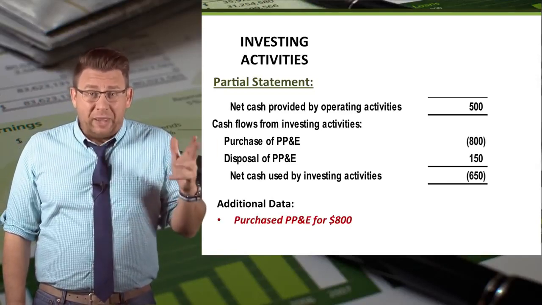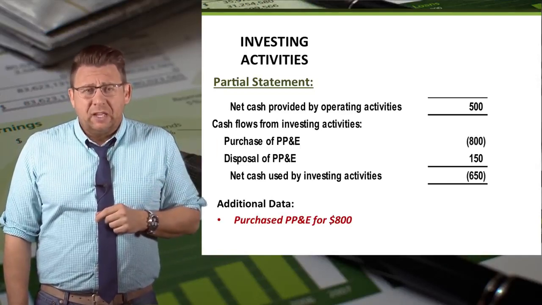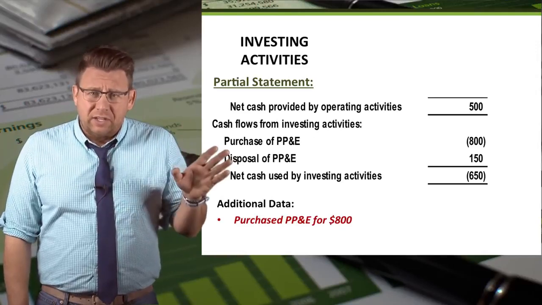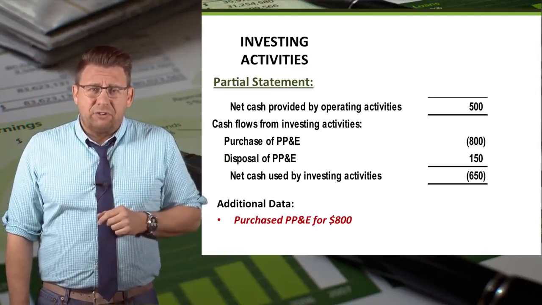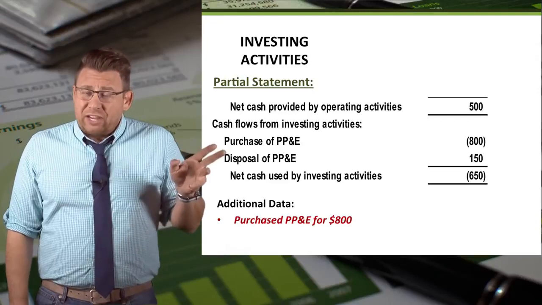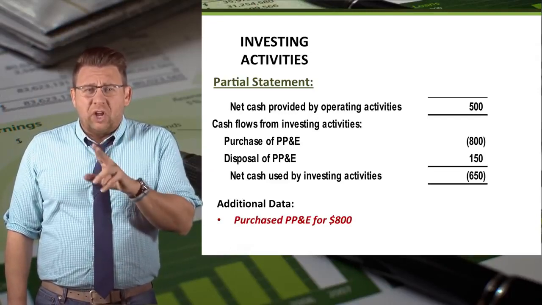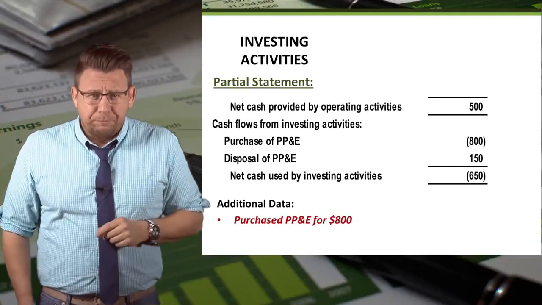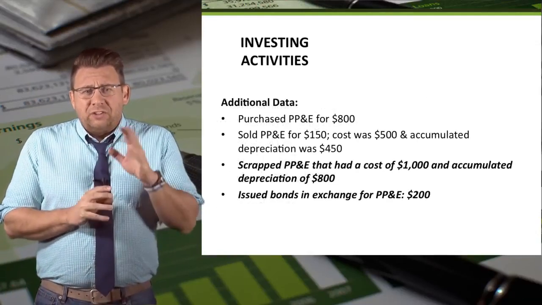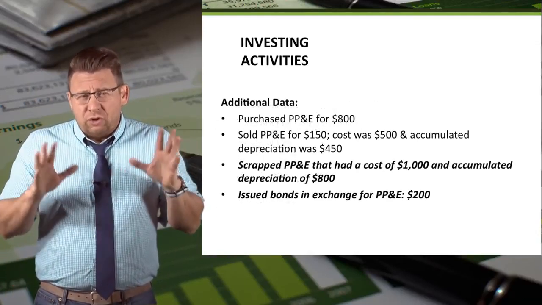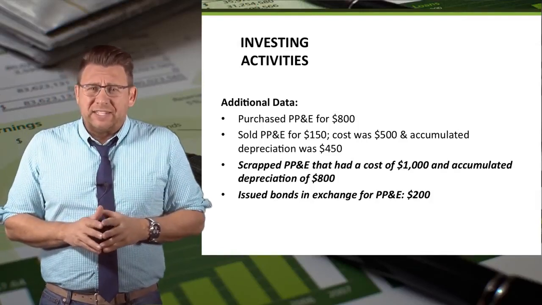Since cash is being paid for the purchase of PP&E, $800 is deducted from the investing activities section. And actually, that's it for this section. But let me explain why the other long-term asset items aren't listed here. You see two items that would normally or could normally be listed in an investing activities section.